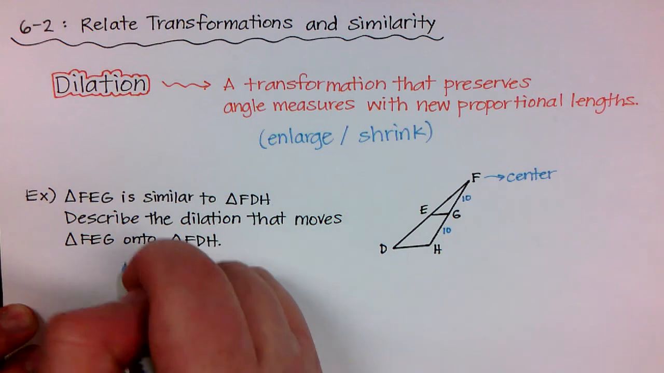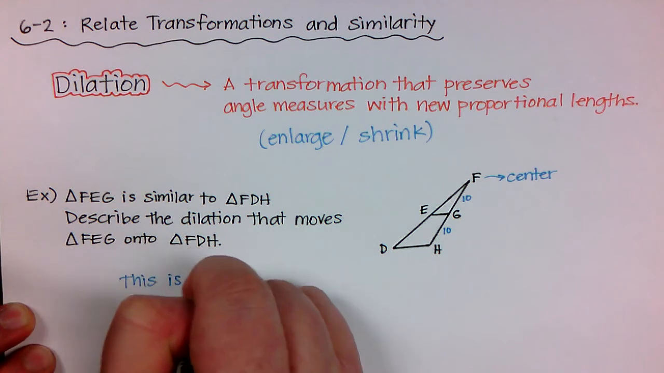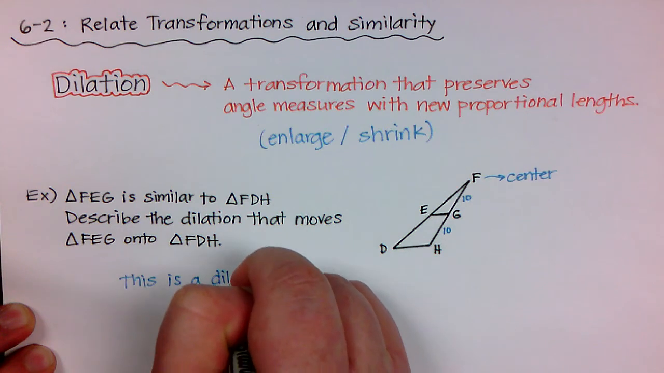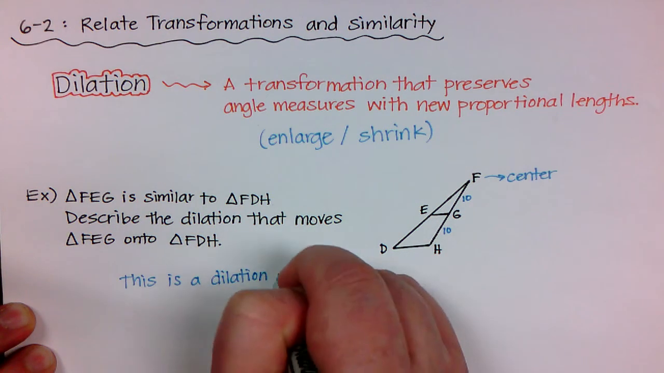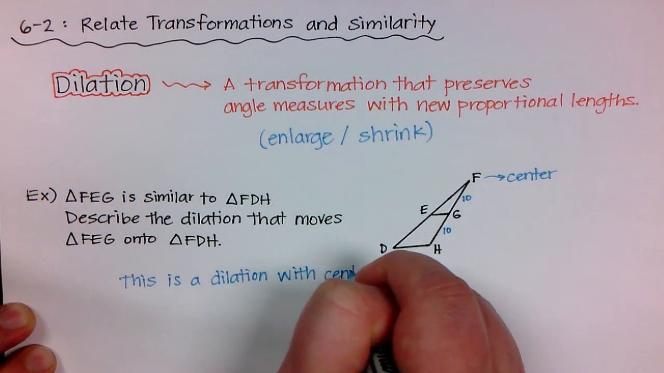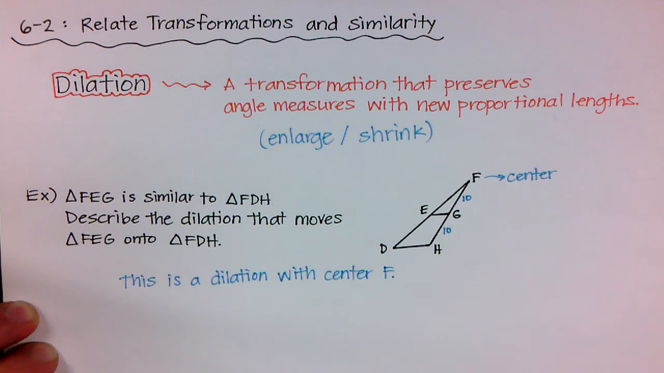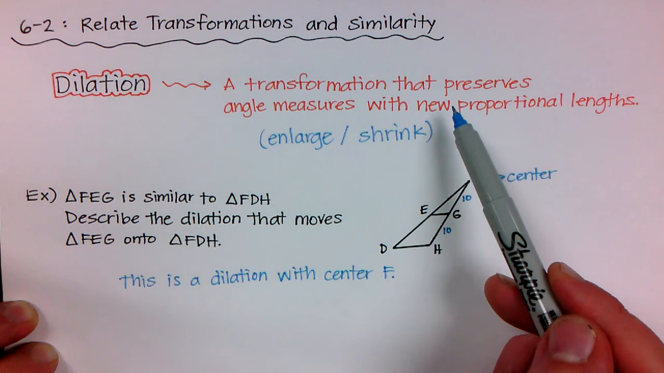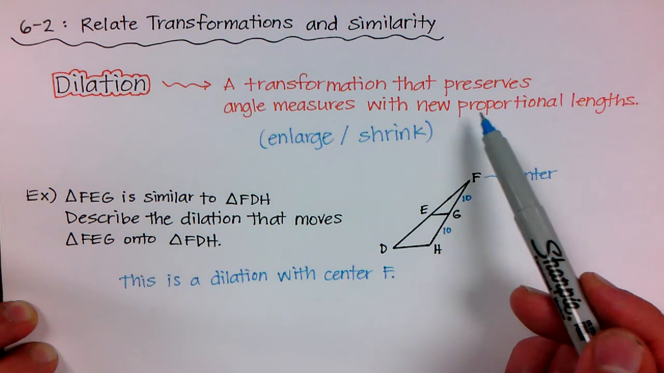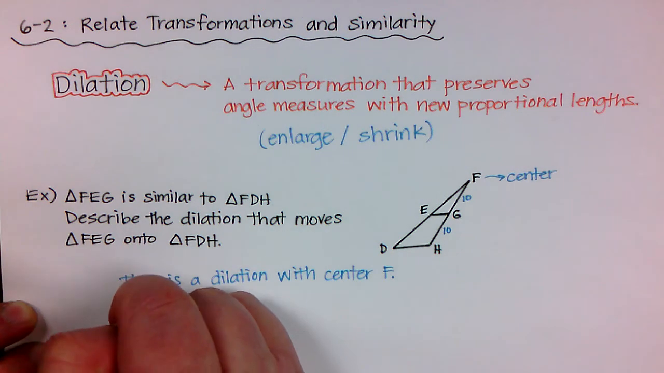So we're going to say that this new figure is a dilation with center F. Okay? And the other thing that we need to say then for it to be a dilation is what we talked about at the top, that it preserves new proportional lengths. So we talked about the scale factor in the last lesson. So let's find what the scale factor is.